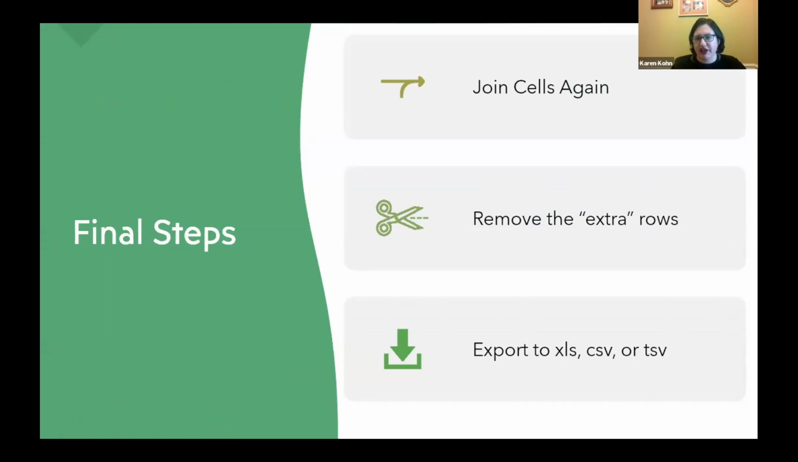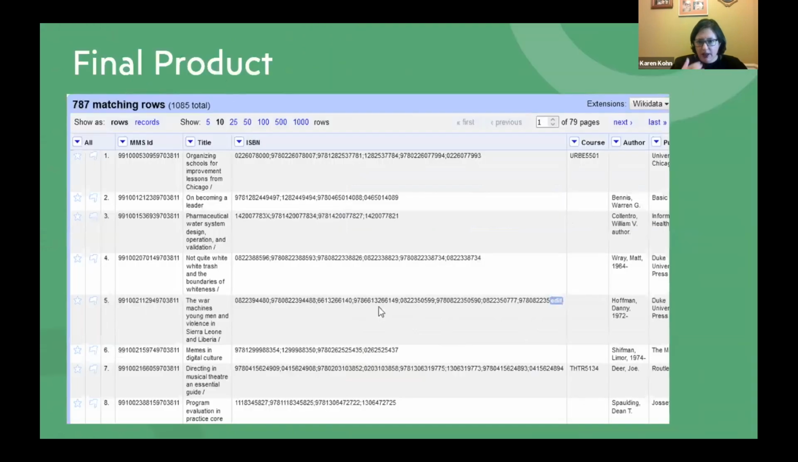to Excel. So remember, I said that you end up with this proliferation of files. So you would end up with a new Excel file or a CSV. So here's what it looks like. I couldn't figure out why it's not wrapping the ISBNs, and so the screenshot is a little weird looking, but you can see that, like, here's Organizing Schools for Improvement, Lessons from Chicago, and it's used in the course Urban Ed 5501. Here's a theater book, Directing in Musical Theater, and it's used in theater 5134.